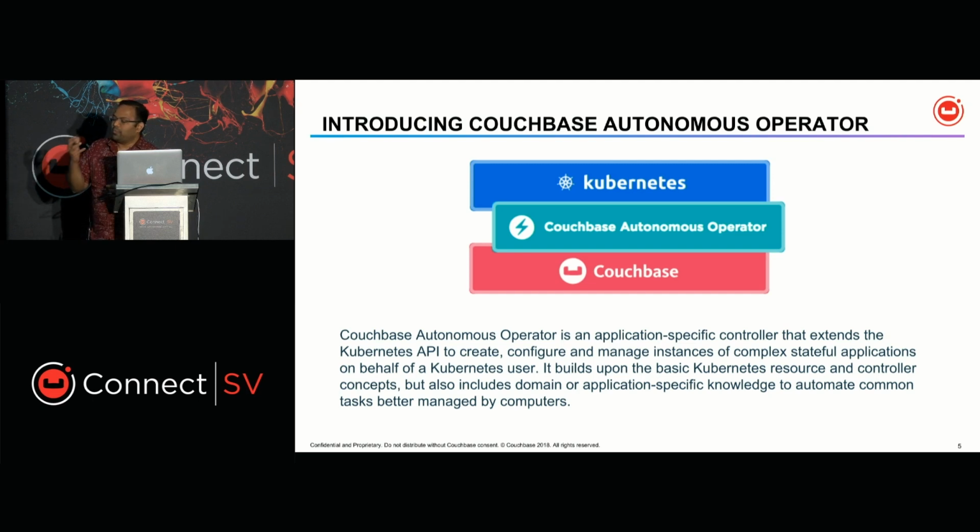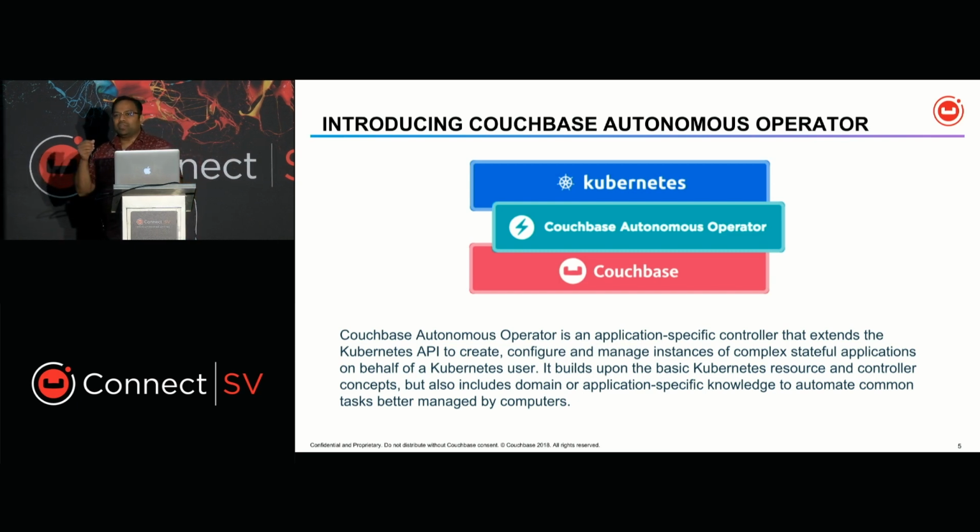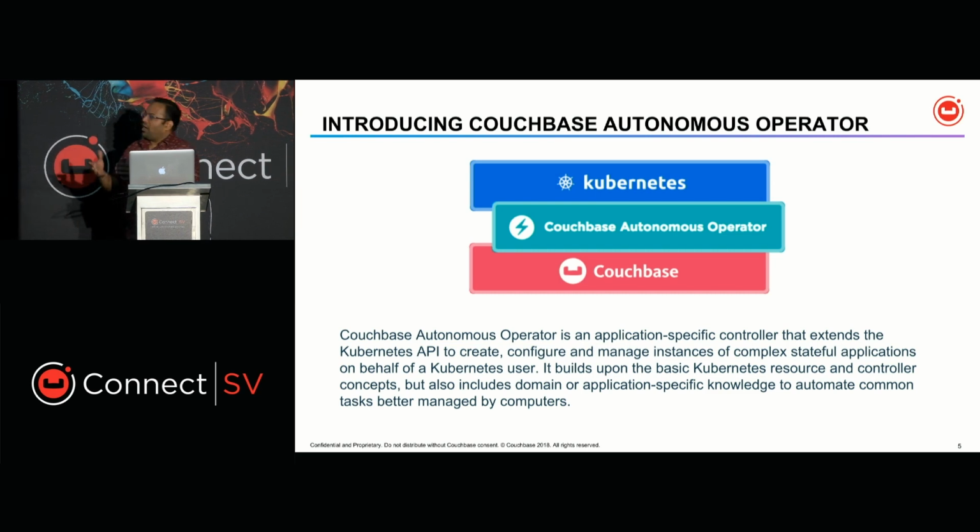We have built a native integration with Kubernetes. We have built a custom Couchbase-specific controller which extends the Kubernetes API, so we can put our domain knowledge of Couchbase into it: how to run Couchbase, how to configure it correctly, how to scale it, and how to recover in case of node failure. All of that domain knowledge of Couchbase is what we have put in the Couchbase Autonomous Operator.